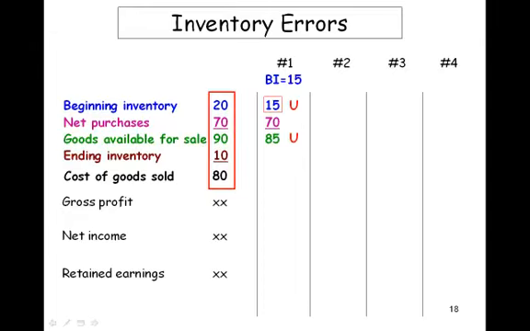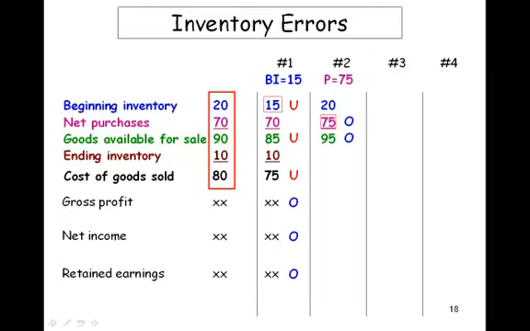This also results in a $5 understatement in cost of goods available for sale, an understatement of cost of goods sold, and an overstatement of the remaining balances. In example 2, assume that the net purchases balance is incorrectly reported as $75 instead of the correct balance of $70. This results in an overstatement of $5.